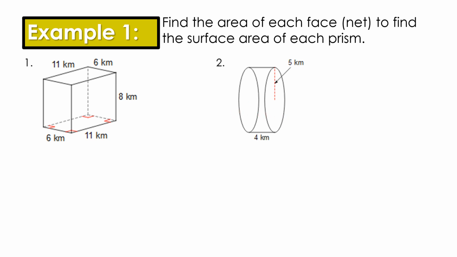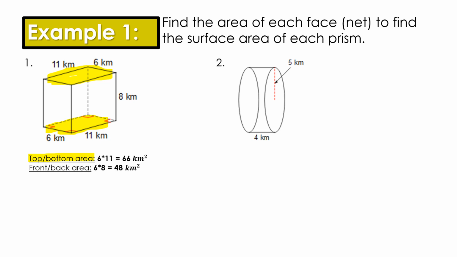So on example 1, number 1 over here, rather than drawing out an entire net for you, I'm just going to outline each of the different pieces and highlight them as we go. So remember, we're going to have to find all of the different rectangles that go into this prism here. So first I highlighted that there's the top and the bottom area, and that looks like it's 6 by 11. It's just a rectangle, right? So it's going to be 66 kilometers squared.